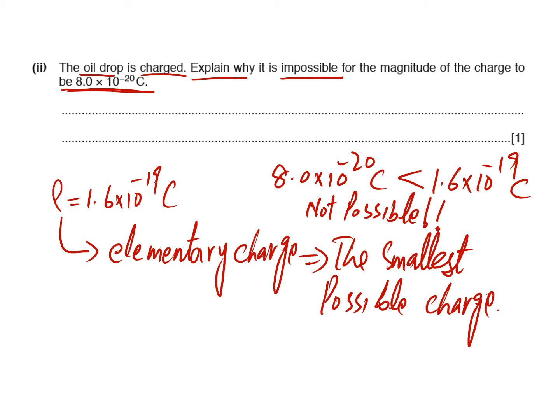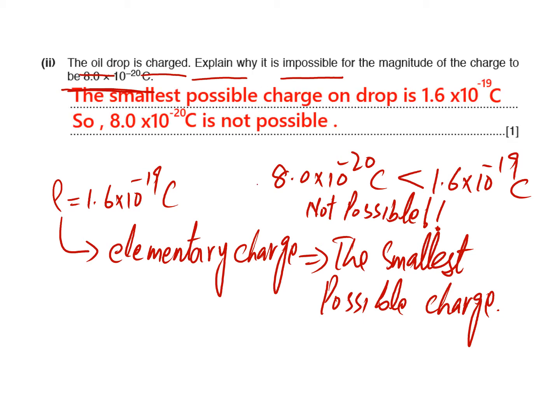Now the next thing is how we will write a proper answer for this one. This is how you can write a proper answer: the smallest possible charge on an oil drop is 1.6 times 10 to minus 19 coulombs. So 8.0 times 10 to minus 20 coulombs is not possible.